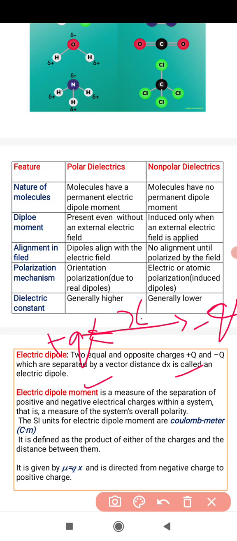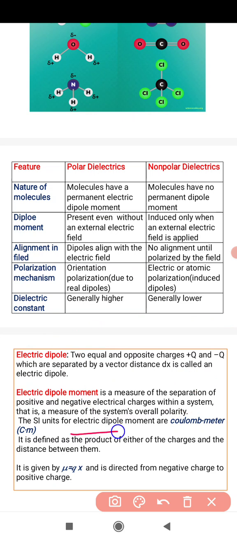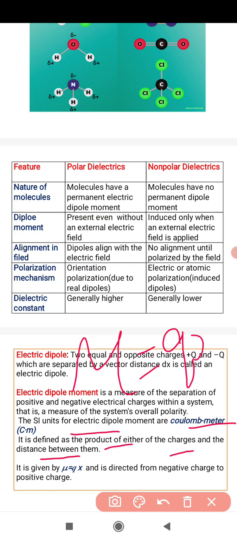Now the electric dipole moment. The electric dipole moment is a measure of the separation of the positive and negative charges in a system. It tells how much distance separates these two charges. The SI unit of electric dipole moment is coulomb meter, and it is defined as the product of the charge and the distance between them. It is represented by mu, which equals the product of the charge and the distance between the charges.